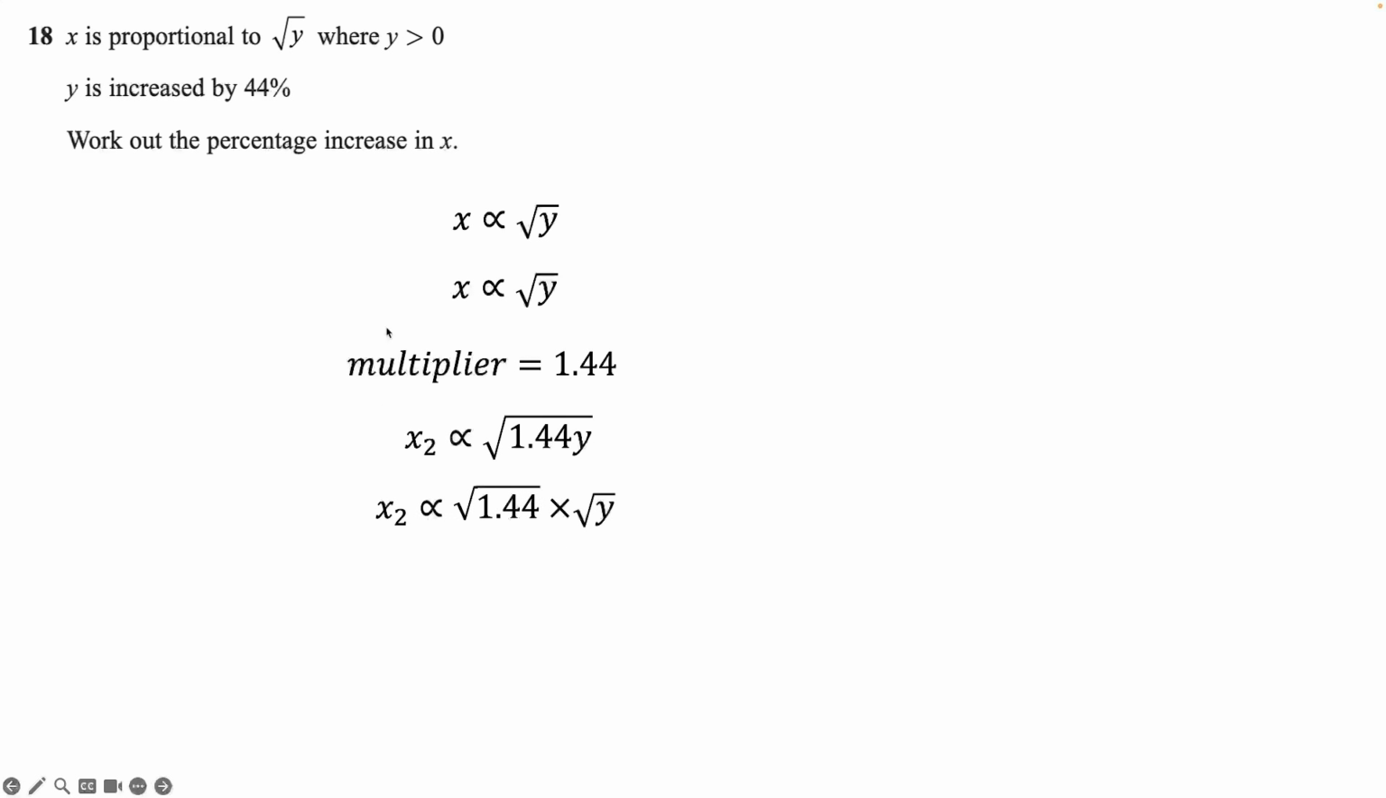So now this looks a bit more like our first thing because we've separated the root y. So the increase is this square root of 1.44. Well, the square root of 1.44, that's actually quite easy to figure out because the square root of 144 is 12. So the square root of this thing is 1.2. That should be a proportional sign, not an equal sign, but I'm too lazy to change it. So that means that x is being increased by 1.2. So an increase of 1.2 is the same as 20% because the 0.2 is 20%.